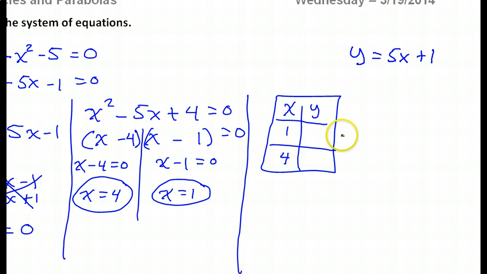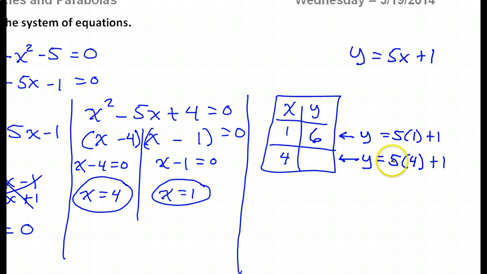Alright, so here this means that y equals 5 times 1 plus 1. Well, that's just 5 plus 1, so that's 6. And here that would mean y equals 5 times 4 plus 1. 5 times 4 is 20, plus 1 is 21. Alright, so my two solutions should be (1, 6) and (4, 21).